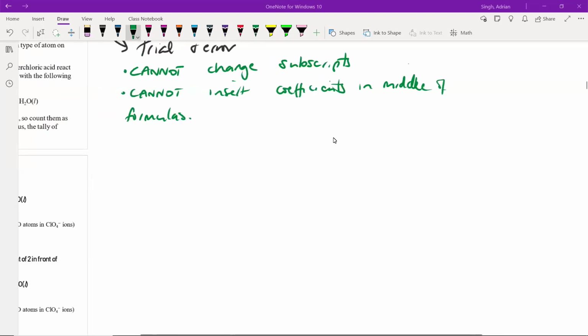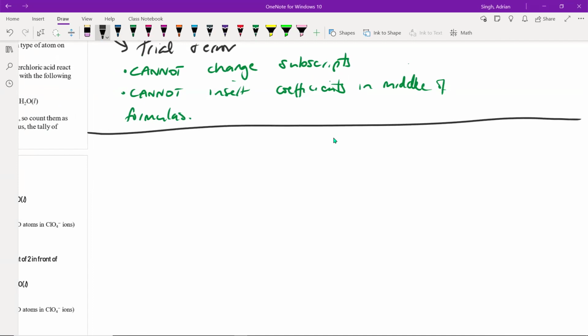So now we're going to take a look at some examples of equations, and we're going to go through how we balance them. And as we go through, we're going to take a look at some strategies that we can use to help make the balancing process a little bit more efficient. Okay, so we're going to take a look at some examples of balancing equations.